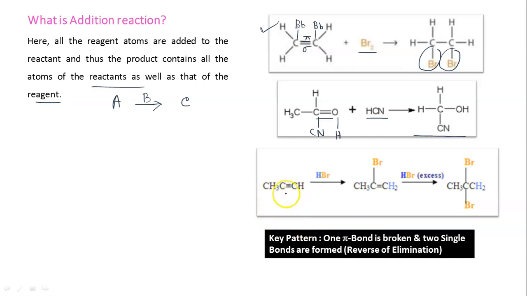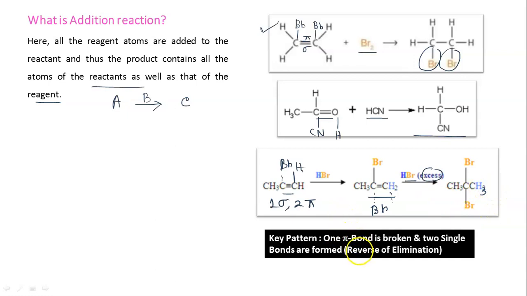And the last example, here we have a CC triple bond. So 2 pi bonds are there and 1 sigma bond. One of the pi bonds will be broken and there will be formation of a CBr bond and a CH bond. Now if we add some extra HBr, that is excess HBr, then further CBr bond formation and H bond formation will take place. So this will be CH3, not CH2.